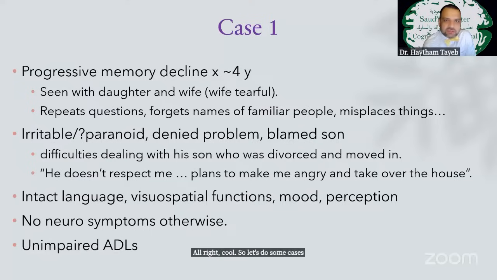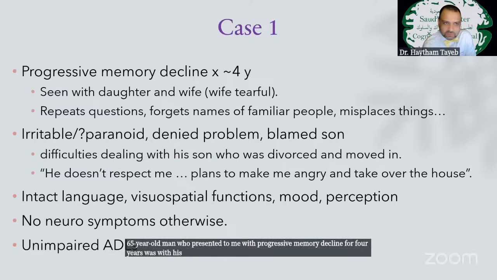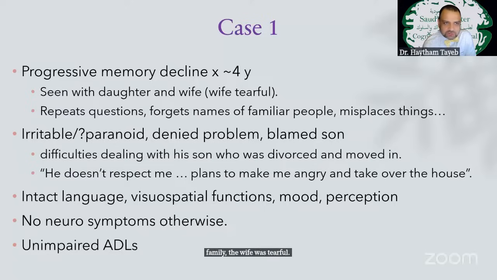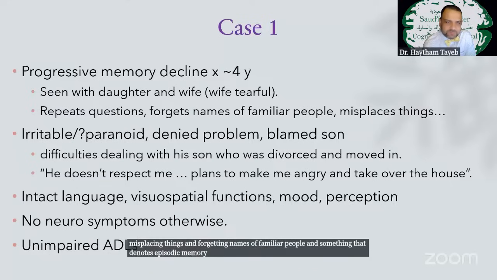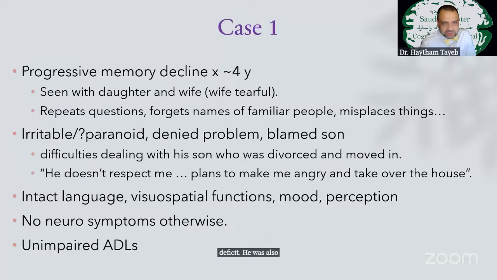So this is a 65-year-old man who presented to me with progressive memory decline for 4 years, was with his family. The wife was tearful. It was a typical presentation. Patient was repeating questions and misplacing things and forgetting names of familiar people, and something that denotes episodic memory deficit. He was also irritable and potentially paranoid. There was a problem at their home that he was blaming his son for.